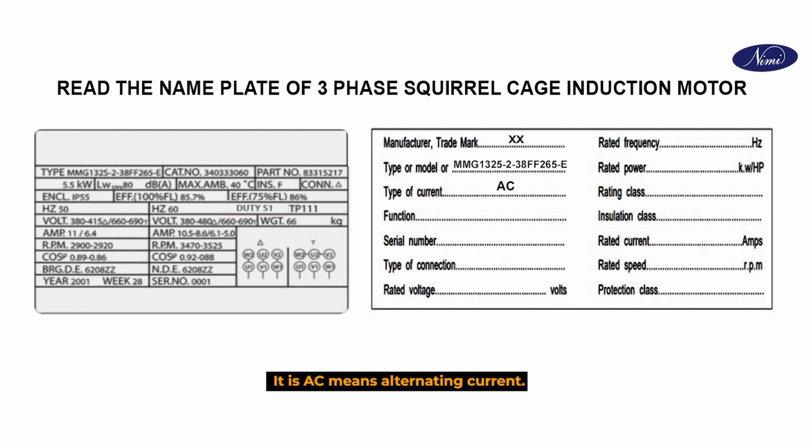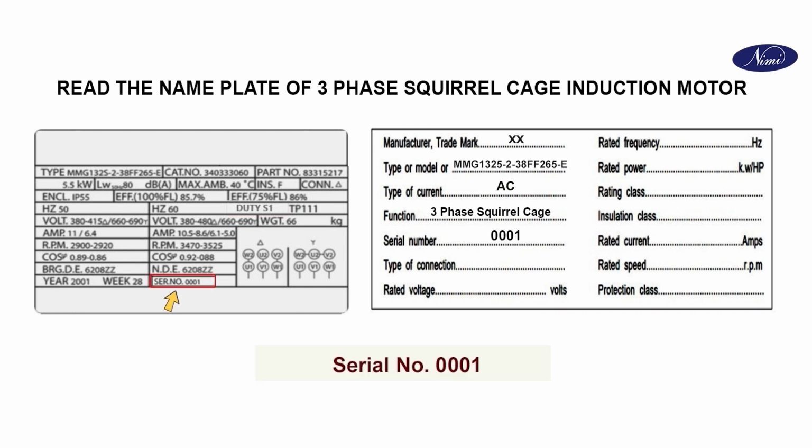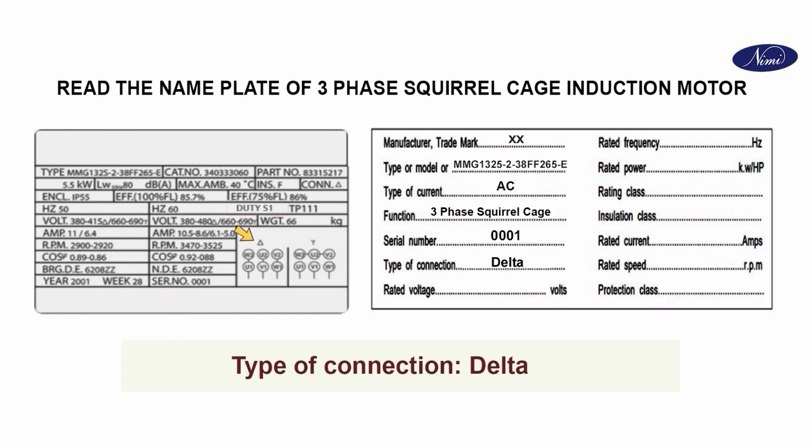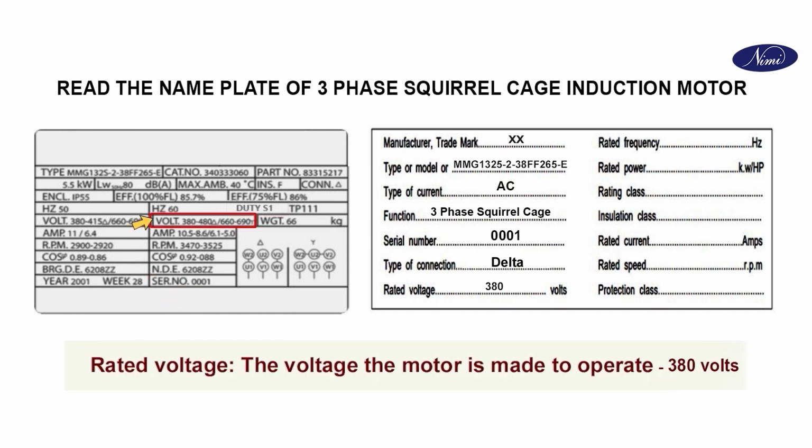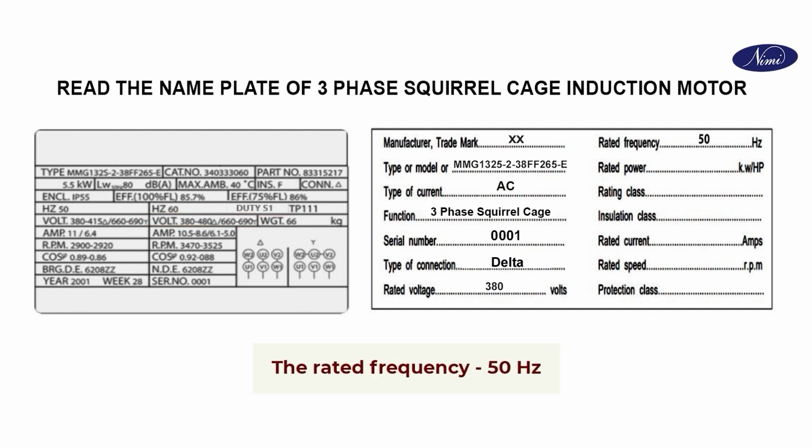It is AC, meaning alternating current. Function is a three-phase squirrel cage motor. Serial number 001. Type of connection delta. Rated voltage is the voltage at which the motor is made to operate, that is 380 volts. Rated frequency is 50 Hz. Rated power is 5.5 kilowatt.